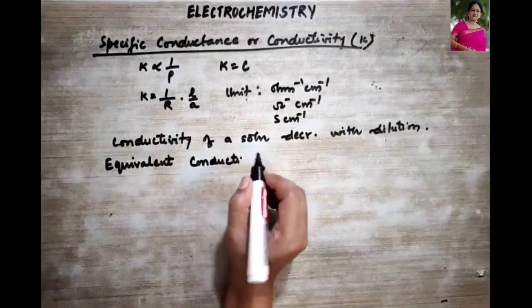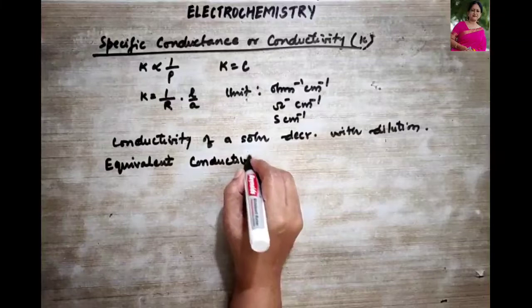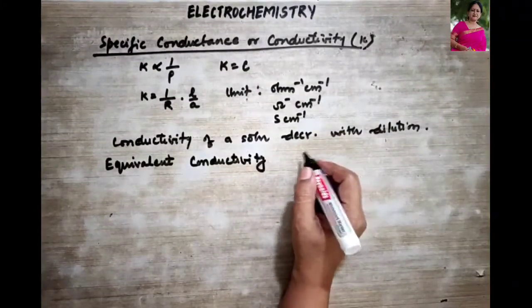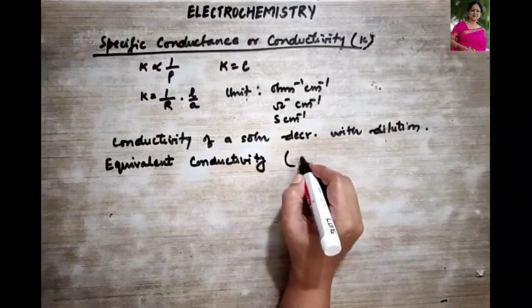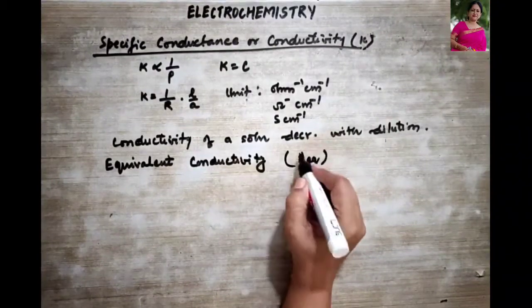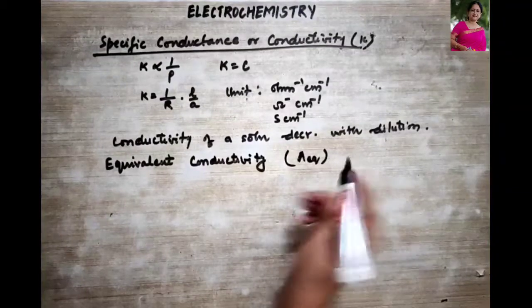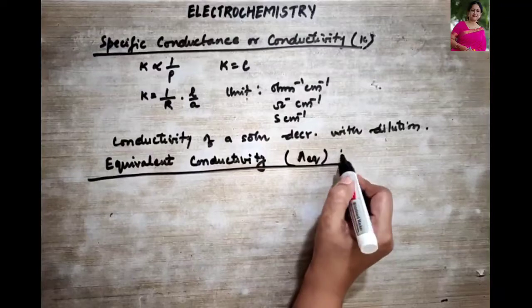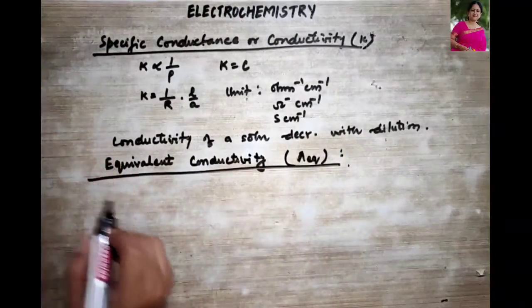conductivity or equivalent conductance. And how is it written? It is written like this. This is called equivalent conductance or equivalent conductivity, right?